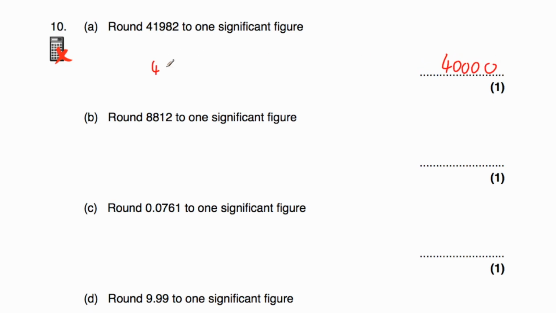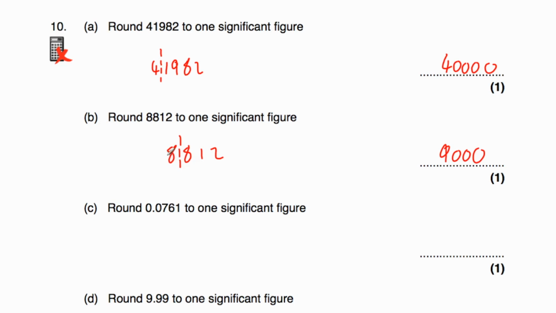Alternatively, we could write our 41982. We want one significant figure, so we want one digit followed by zeros. Our second significant figure is a 1, so we round down to 40,000. Okay, next, part B, we've been given the number 8,812, and we've been asked to round that to one significant figure. So again, our choices will either be 8,000 or 9,000. That's closer to 9,000, so our answer would be 9,000. Alternatively, again, we could write our 8812.